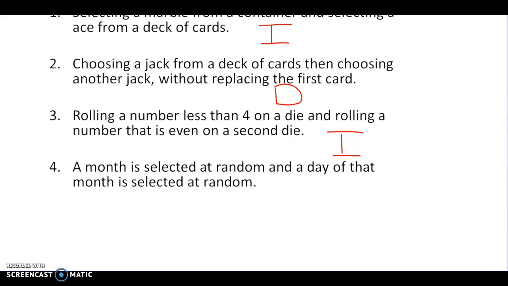And number 4, a month is selected at random, and a day of that month is selected at random. Dependent. Why is that dependent? There are different days in the month. Different months have different days. Like if you do February, unless it's a leap year, you can't draw the number 29. So it definitely is going to change the day that is selected there.